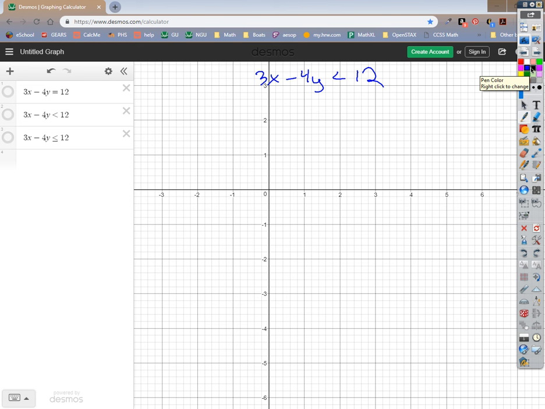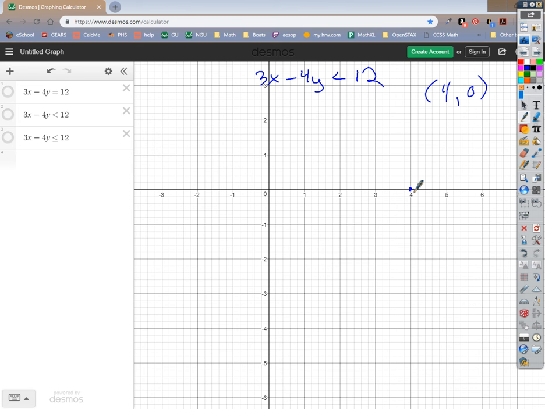So if I want to find the x-intercept, y is 0, that means I just cover up that term and solve for x. Right? Because if I plug 0 in for y, 4 times 0 is 0. It goes away. So what am I left with? 3x equals 12. What's x? 4. So we got 1 point, the x-intercept 4.